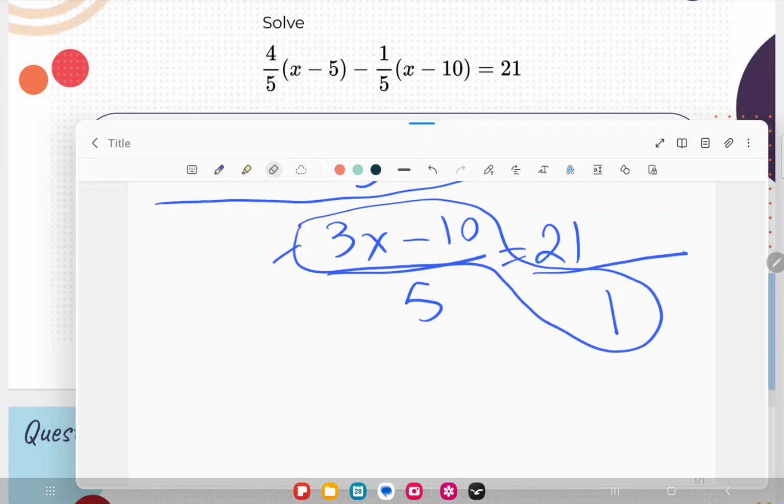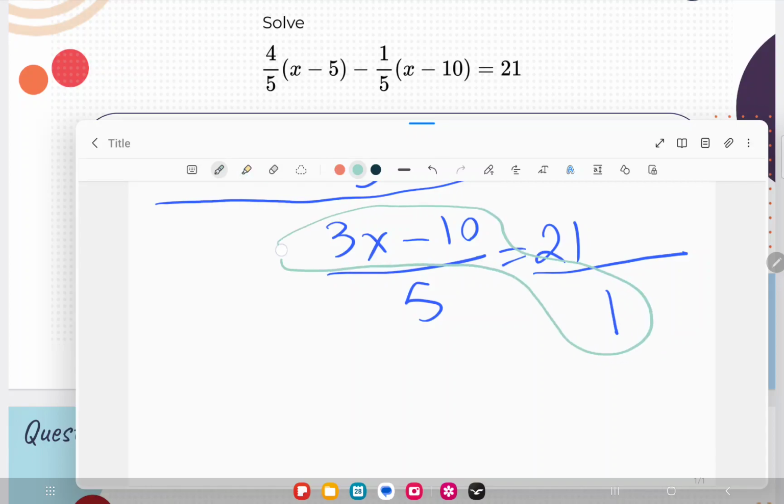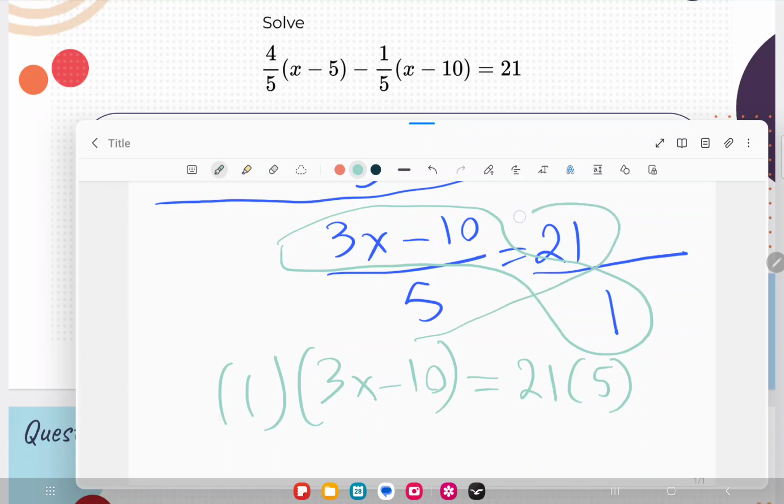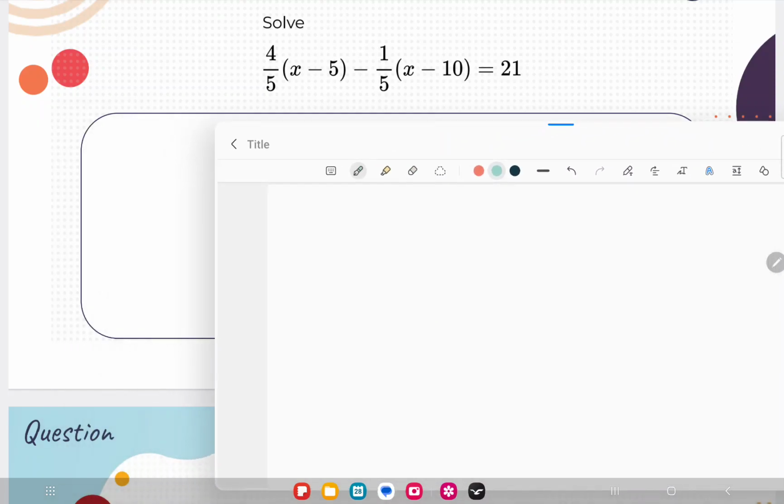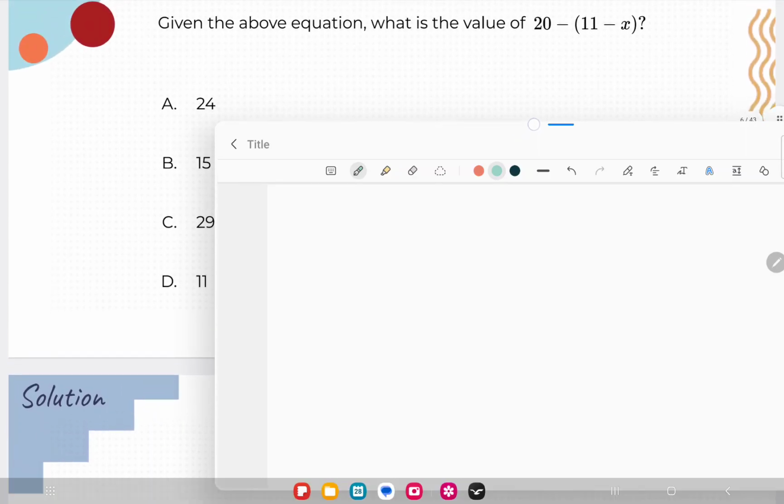Cross multiplication, I'm going to have to multiply 3x. Let me change the color. So I'm going to have to multiply 3x minus 10 by 1. I'm going to have to multiply 21 by 5. So 21 by 5. And I would put the equals here. So this is how I would solve it. Now, let us go to the next one.